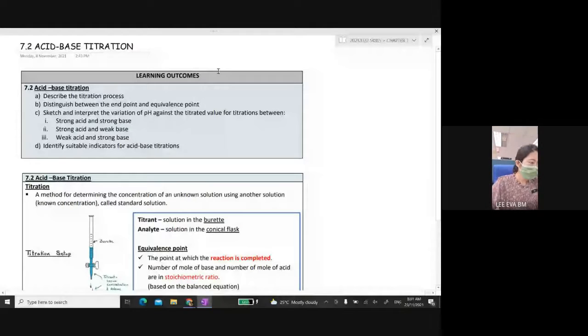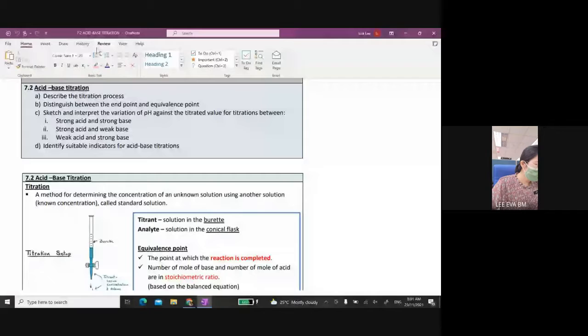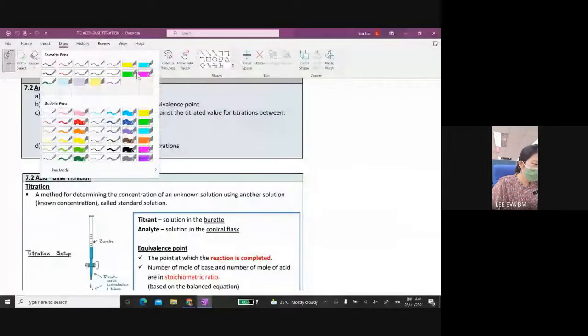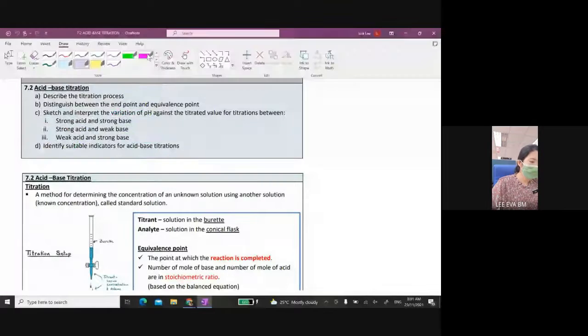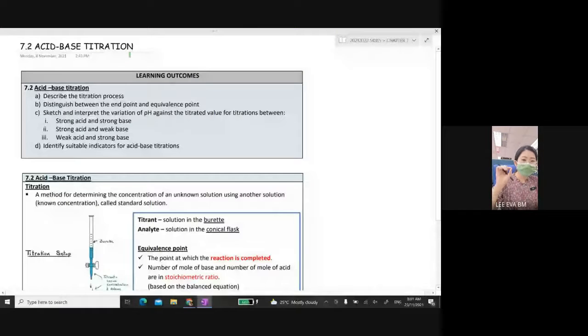All right. So in this chapter, in this subtopic, we are going to combine all the terms and calculations you have learned in chapter 7.1. So the learning outcome will be to be able to describe the titration process, and also to distinguish the differences between the endpoint and the equivalence point. And then we want to sketch and interpret the variations of pH against the titrated value for titration.